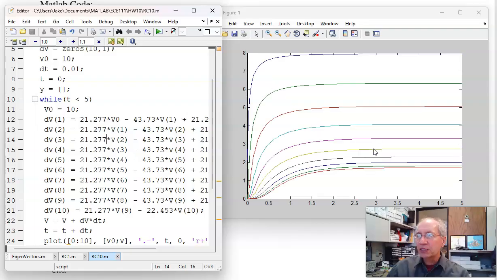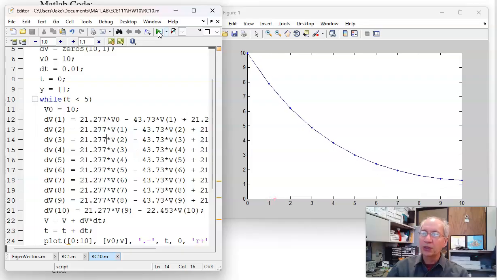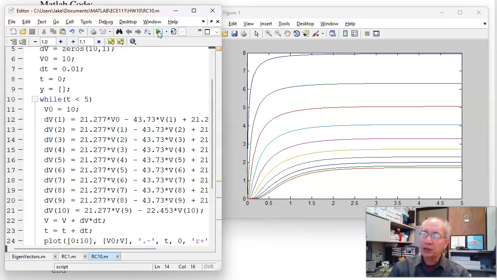Then after 5 seconds, I can show you the voltage versus time. Here's V1, V2, V3, V4, and so on. I just solved 10 coupled first-order differential equations, also known as the heat equation. That's part of the power of Matlab: if I can write the differential equations, I can solve them using Matlab. When you take circuits 2, you'll come up with an equation for the voltages. Whatever that equation is, this is what it looks like.